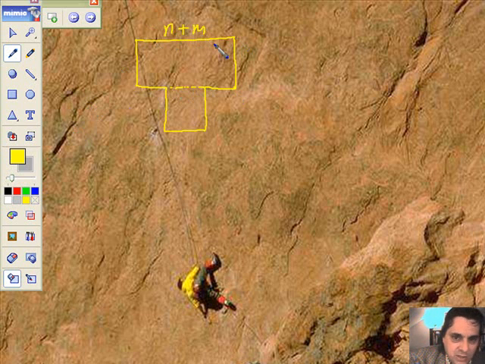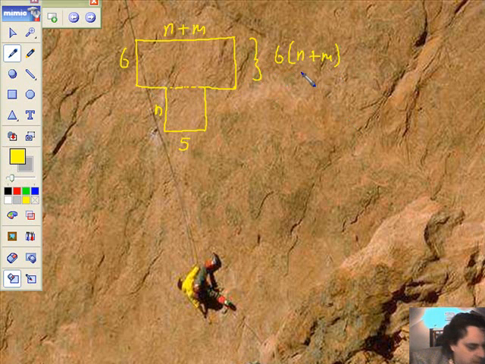That is n plus m across there. That is 6, maybe centimetres, who knows, and that is n across there, that little bit, and that is 5 across the bottom there. So let's find the area of this shape. It's obviously two rectangles stuck together. If I do the top one, I've got 6 lots of n plus m. Now I've got to expand it and then simplify, which I'm going to do in a minute. And this little bottom one is basically 5 times n, so I just call that 5n.